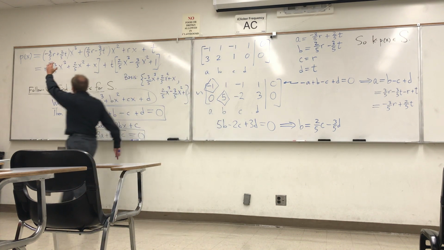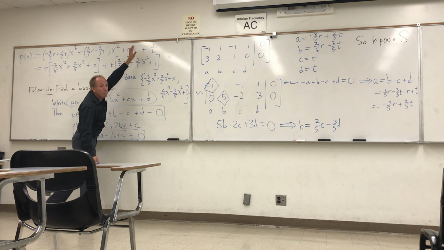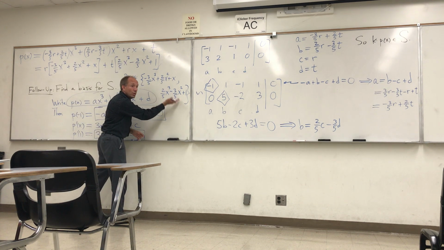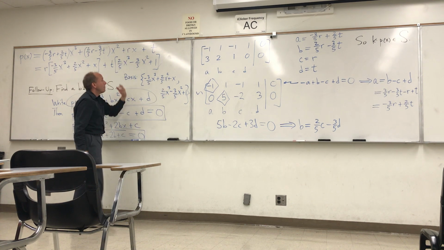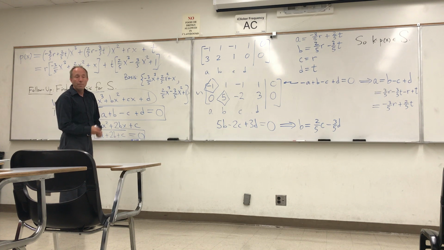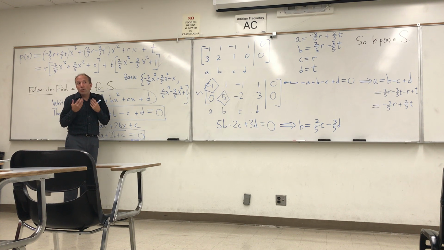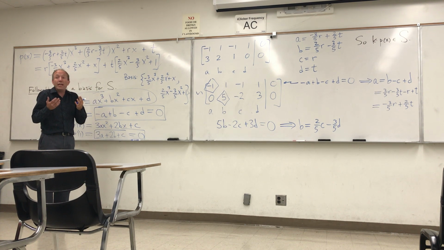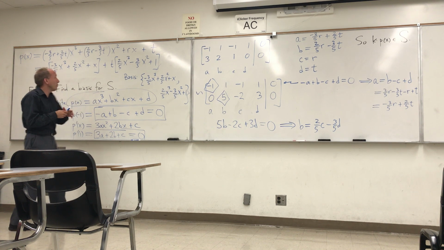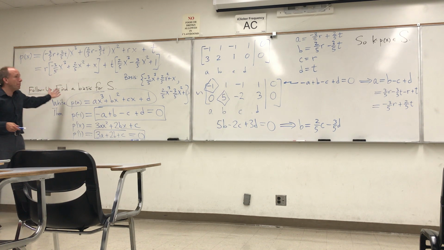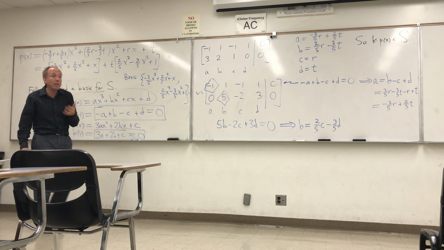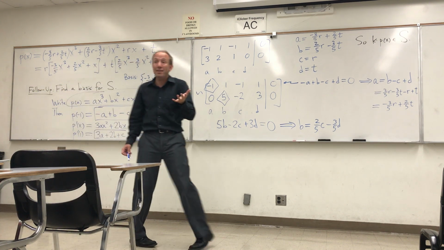The P of x, right? Anything of this form can be built out of these two. So these are a spanning set for S. Also, another point to make here, guys, we didn't know ahead of time what the dimension of S was. When you first saw the original problem, it says find a basis for S. I'm not sure if anybody knew how many vectors to expect.